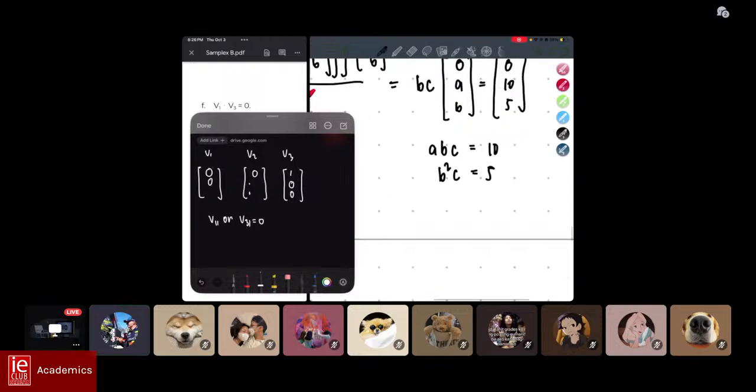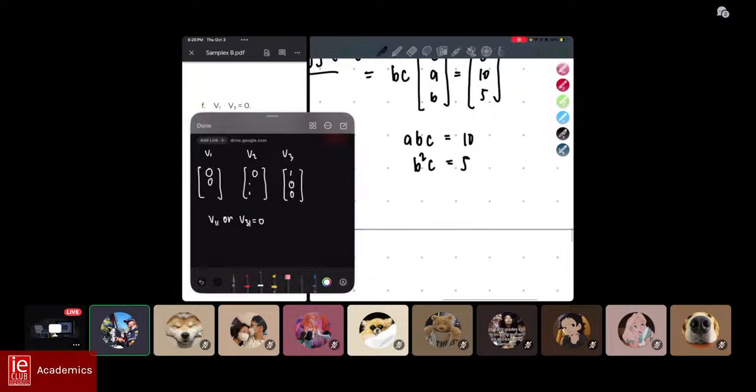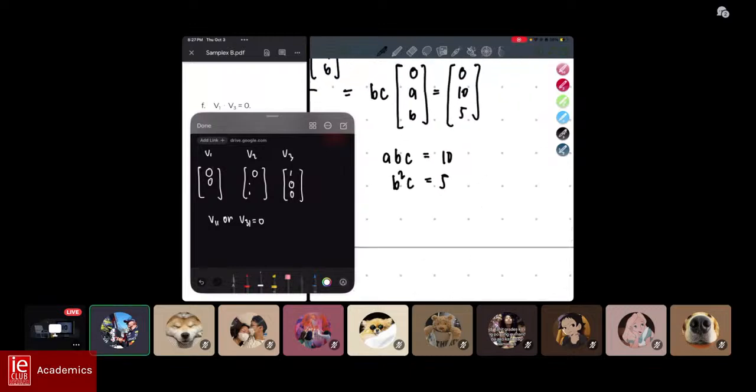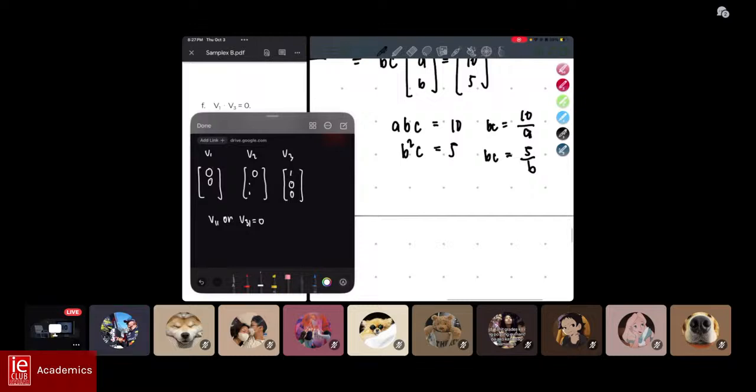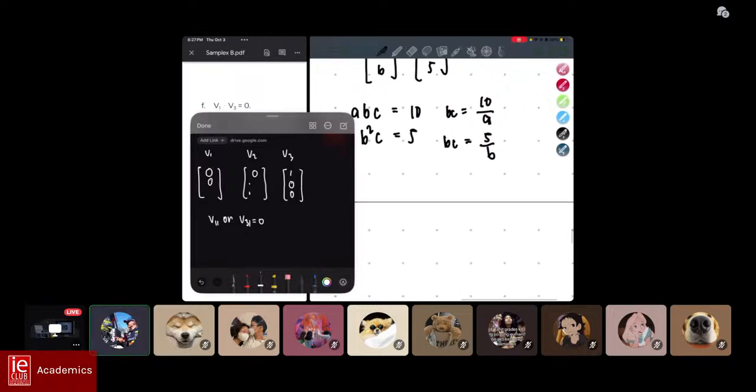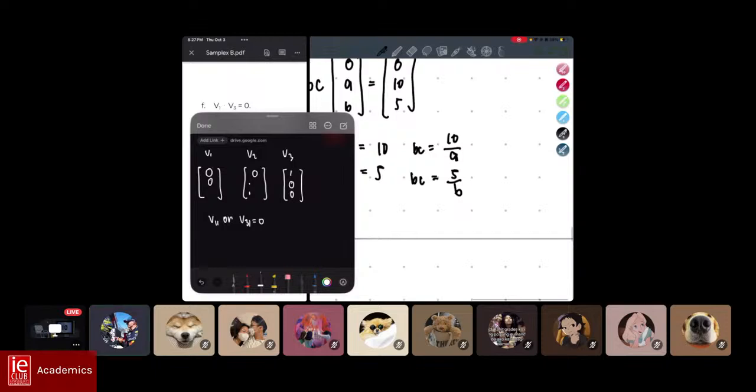We can do some manipulation. We want both sides to be equal, so we can equate them and get some information. We can write them both in terms of BC. BC is equal to 10 over A, and BC is equal to 5 over B. This will make sense later. So then 10 over A is equal to 5 over B.